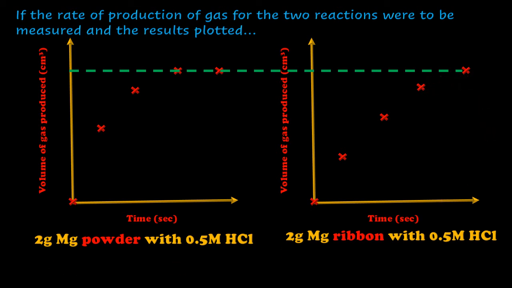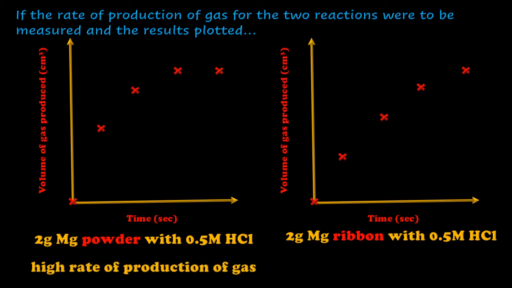So what does this tell us? We can say that there is a higher rate of production of gas when we look at the reaction of 2 grams magnesium powder with 20 cubic centimeters of 0.5 molar hydrochloric acid, yet there is a low rate of production of gas when we have 2 grams of magnesium ribbon reacting with 20 cubic centimeters of 0.5 molar hydrochloric acid.